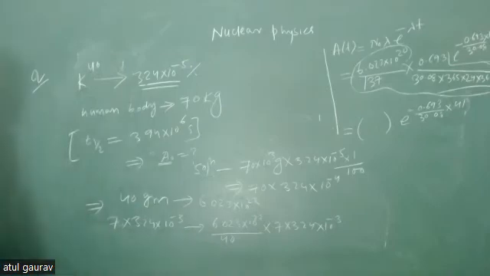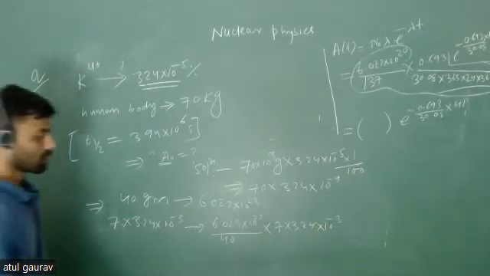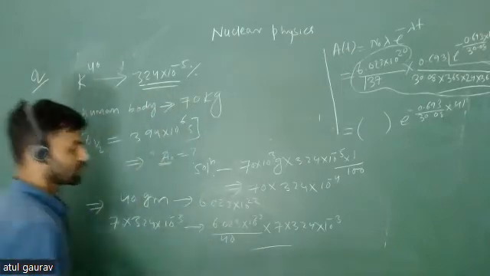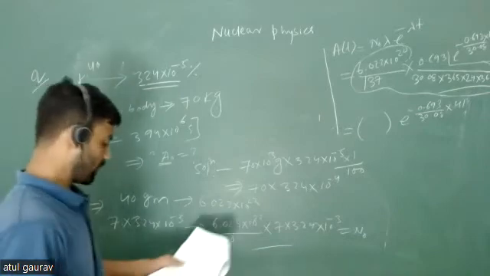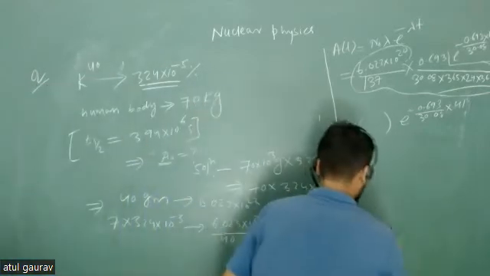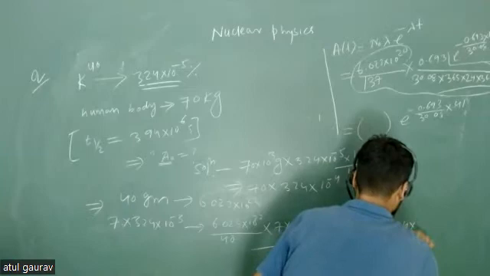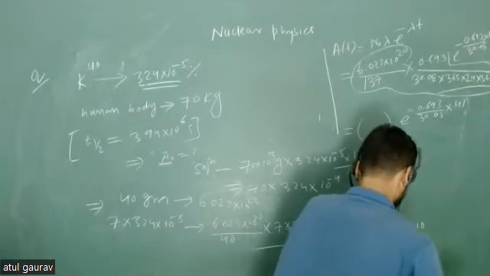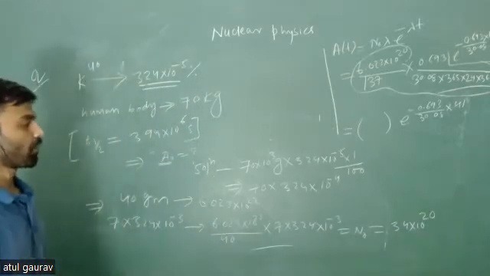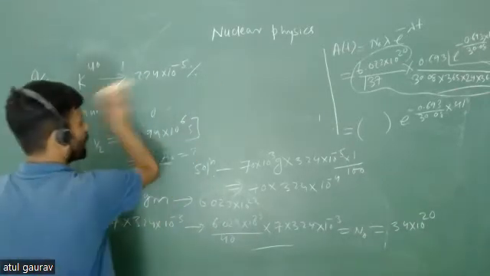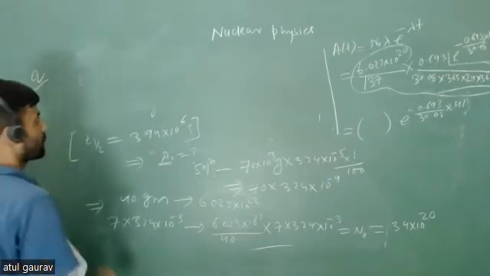Sir, 6 into 10 to the power 13, that is the answer. Yes, 6 into 10 to the power 13. So this will be your N naught. If you calculate it, I have calculated, I got 3.4 into 10 to the power 20. Now you can easily calculate that activity.